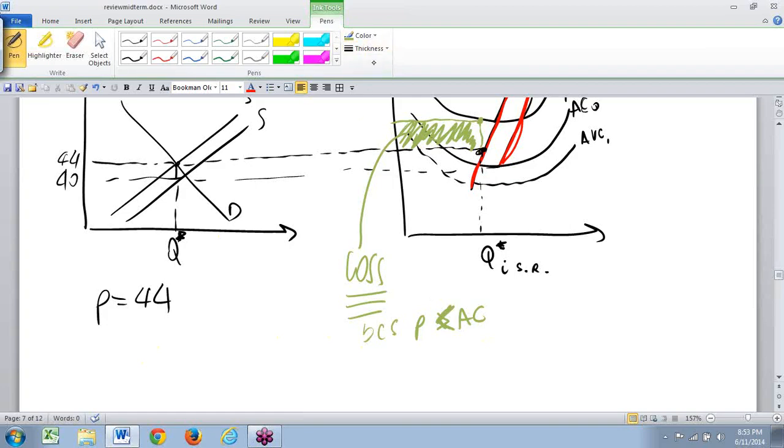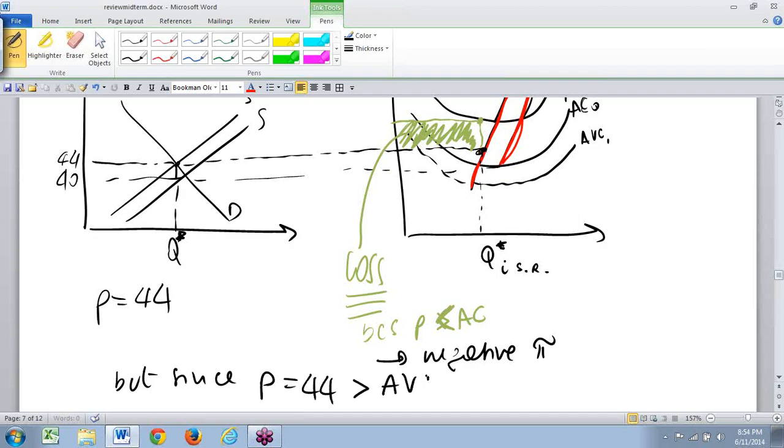But still, so this is my economic loss, so the profits are negative. But since price is equal to 44 and this is greater than the average variable cost, this means that the firm stays open in the short run. Exactly, Baron. Exactly, okay? So since the price is smaller than the average cost, we have an economic loss, but since the price is greater than the average variable cost, the firm stays open in the short run, okay? Questions?